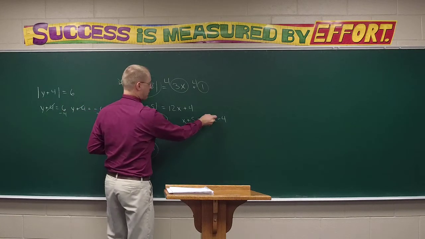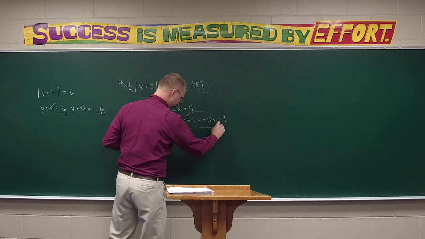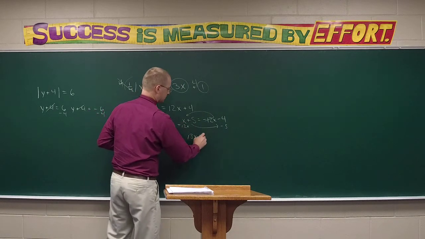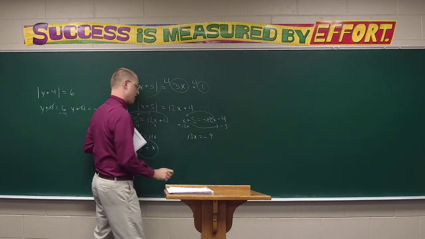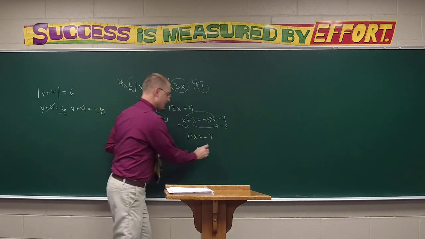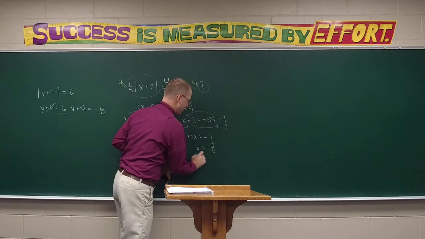And then over here, we're going to bring the 12x over as a positive. We're going to send the 5 over as a negative. To get? 13x equals negative 9. And if you thought the first answer was ugly, folks, just wait till you see this one. Brandon? X equals negative 9/13. Negative 9/13. We're talking about ugly.